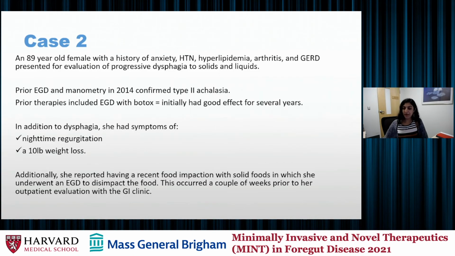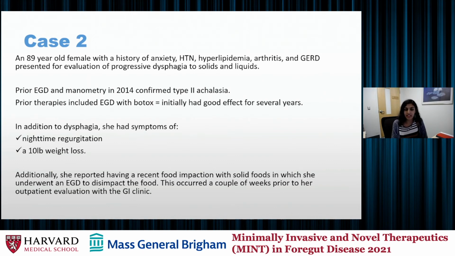So I do want to go through a quick case here on a POEM patient I recently saw. An 89-year-old female with a history of anxiety, hypertension, hyperlipidemia, arthritis, and GERD presented for evaluation of progressive dysphagia to solids and liquids. She had an EGD and manometry in 2014 that confirmed type 2 achalasia. She also had prior therapies, including EGD with Botox, which initially had good effect, and she was asymptomatic for a while. However, she started to have symptoms again, and in addition to the difficulty swallowing, she was having nighttime regurgitation and a 10-pound weight loss.